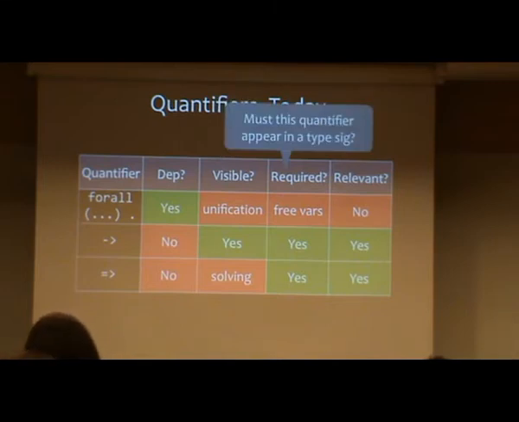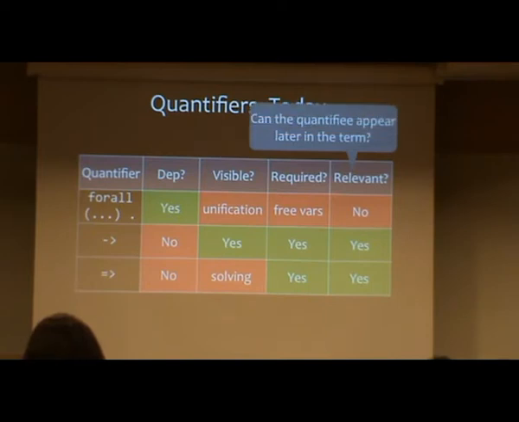When we write a type, must the quantifier appear in the type signature? For forall, the answer is no. If we write a type that's just a arrow a, that's fine, and we'll infer the forall dot. And for arrow and double arrow, the answer is yes. We do need to actually write that in our types. And lastly, I think this might be the hardest one to understand. Is the quantifyee relevant?